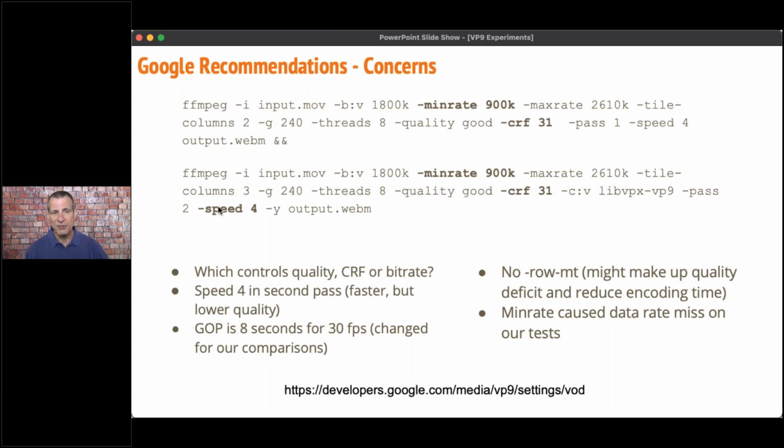Note that YouTube is using, or Google is using, speed 4 in the second pass. So what's that going to do? That's going to increase encoding speed but decrease quality somewhat.